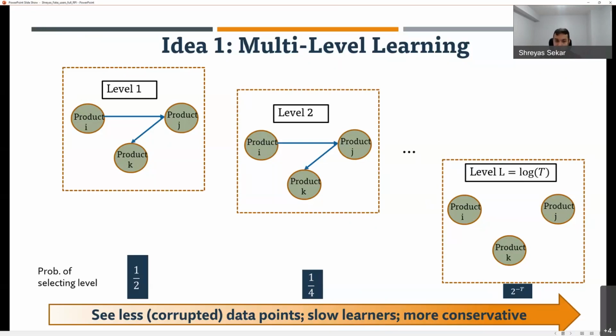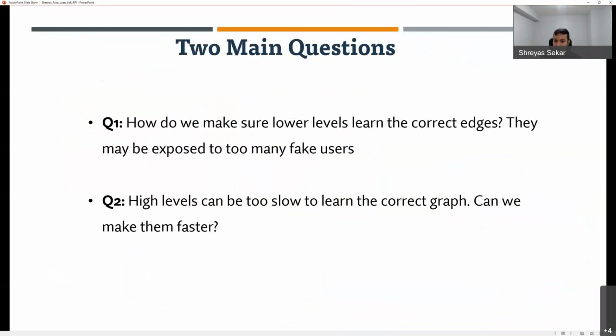Now, I've introduced these different levels, but as I mentioned, there are two big problems. The lower levels see a lot of fake users. So I want to ensure correctness at the lower levels because they can be exposed to too many fake users and end up making too many bad decisions because they are chosen with a high probability. The upper levels, on the other hand, tend to be more correct, but they can be extremely slow. So I need to introduce an additional mechanism to make them faster.